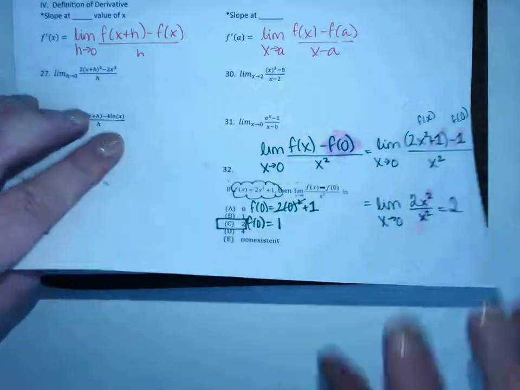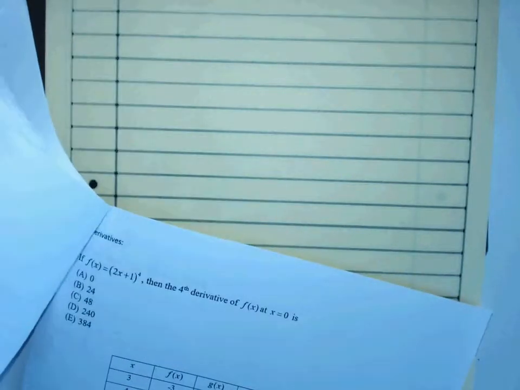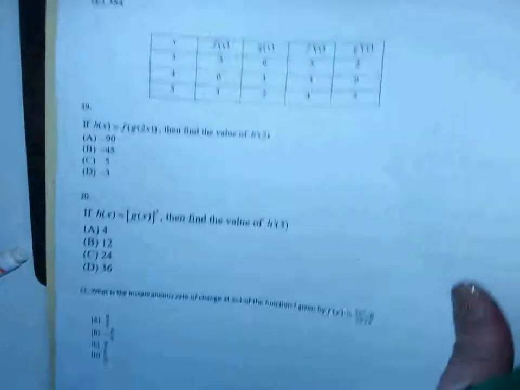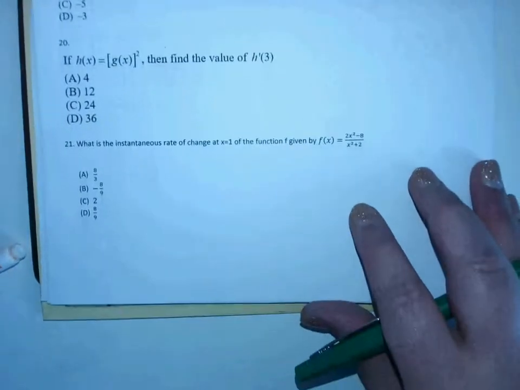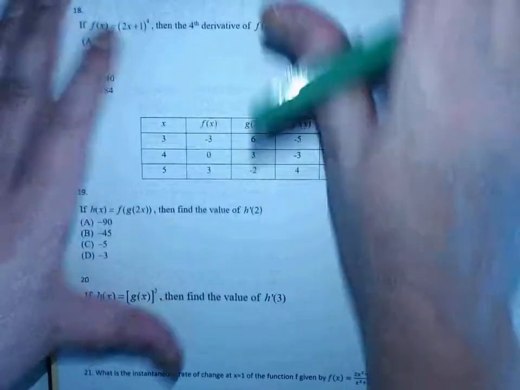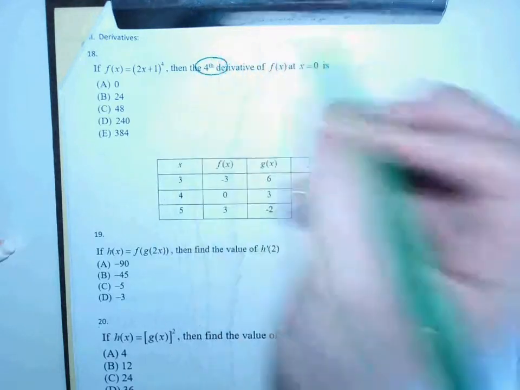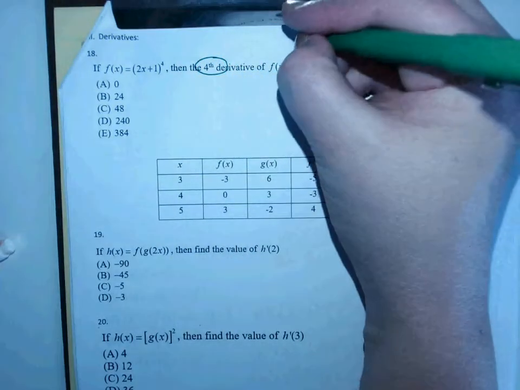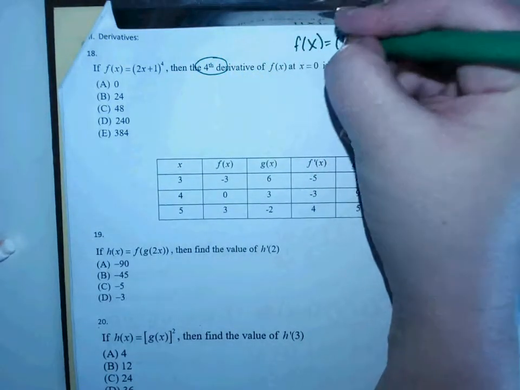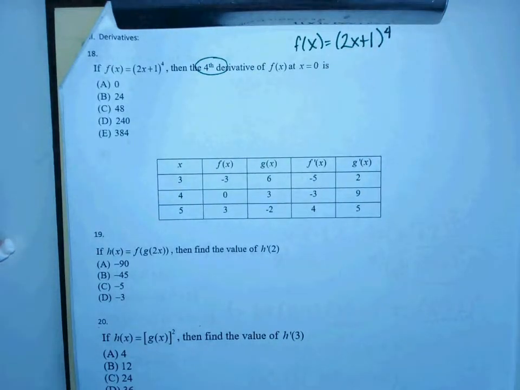Okay? All right, last question we're going to do together. Take a look for me, please, if you will, at this one. Okay, at the top, number 18. So number 18 asks you to find the fourth derivative. So I have f of x here is 2x plus 1 to the fourth. So let's find f prime of x, and the second, third, and fourth derivatives.